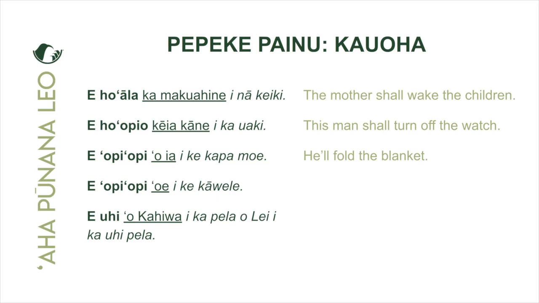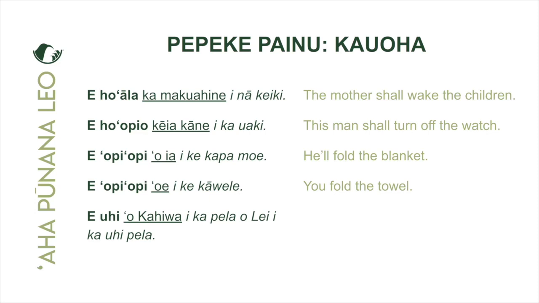Maikai. Next example, kind of similar. E opi opi oi i ke kavele. Oi is the pronoun, the papani for you. So we're talking to you. Opi opi again means to fold. And what are we folding? What's receiving the action of being folded? Ke kavele. Let's see what the translation says. You fold the towel. E opi opi oi i ke kavele. You fold the towel. Okay? Not him, not her, but you. And we know this because the piko of the sentence is the papani oi.